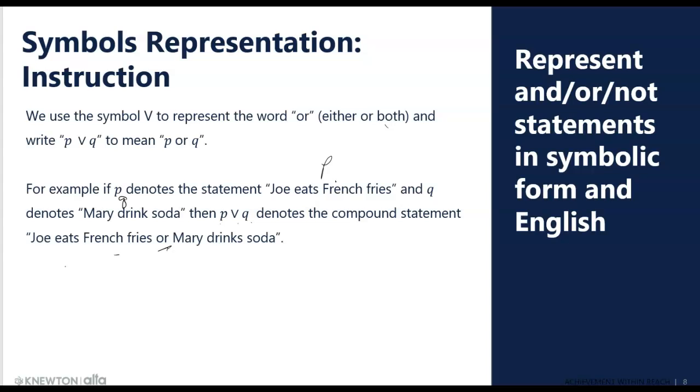And Joe could be eating French fries and Mary could be drinking soda, and that would still be true. Or Joe could be eating French fries and Mary could be drinking water or drinking nothing, and this would still be true. Only one of these needs to be true for the whole statement to become true in an or. But they can both be true for it to be true.